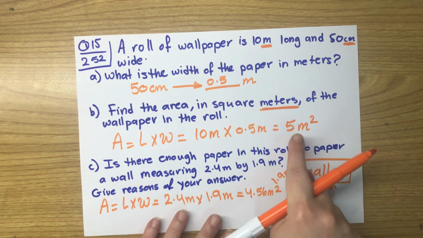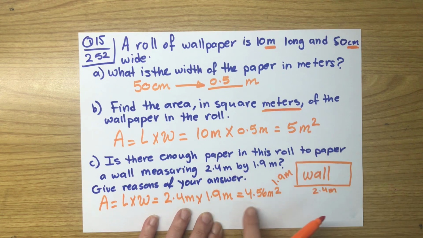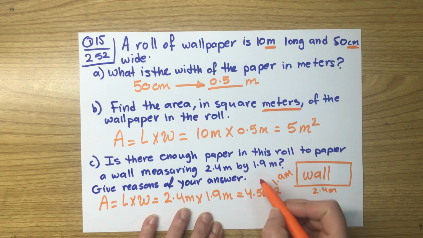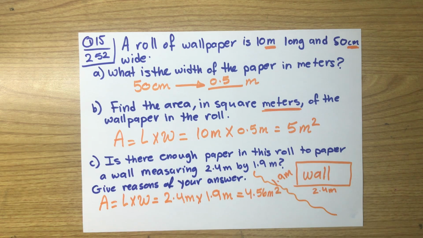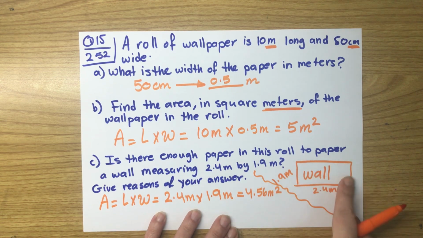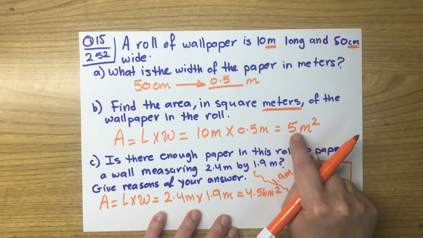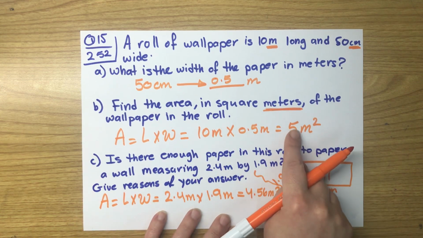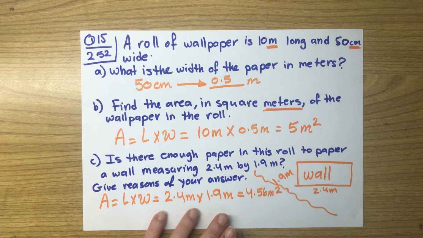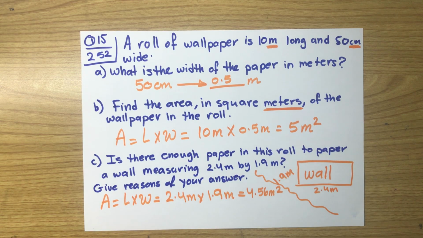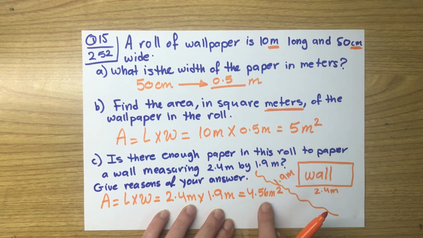So, will this wallpaper of 5 meters squared be enough to cover this wall? Yes, because the wall's area is less than the roll's area, so it can cover it up. In real life, maybe there's going to be some mistakes by cutting the wallpaper that is going to waste some area, maybe. But theoretically, yes, the wallpaper is going to be enough to cover this wall.